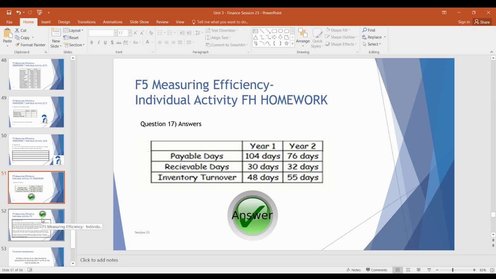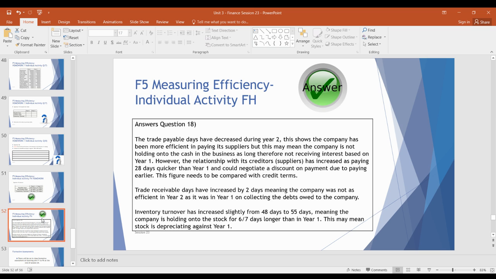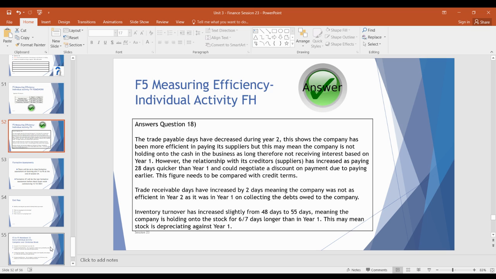And here are the answers. Now, just bear in mind, you haven't been given the credit term. When you do come to answering these questions, you will be given the credit term for payable, receivable, and inventory turnover. So an example answer is on the board. Have a look. I'm going to pause the video now and read through the answers and see if it matches up with yours. I will then move on.